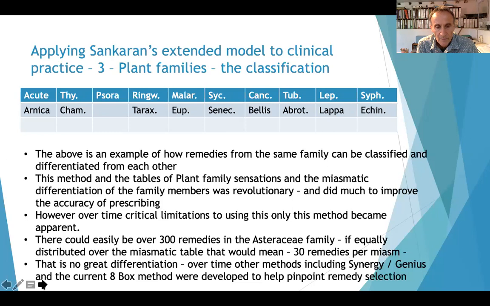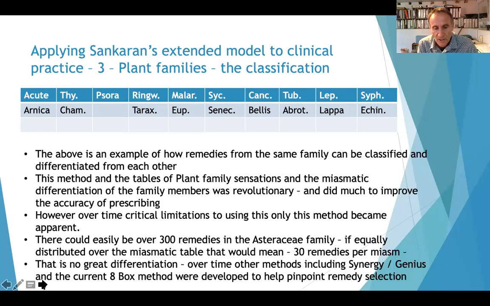However, over time, we did find some limitations to using this method, or only using this method. For instance, there could be about 300 remedies that we know about in the Asteraceae family. If they were equally distributed over the 10 miasm model, there could be 30 remedies per miasm. And that would mean there's no great differentiation. There could be 10 cancerinic remedies, not just Bellis.